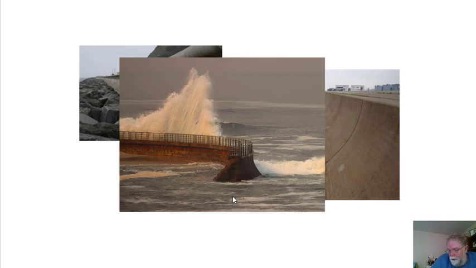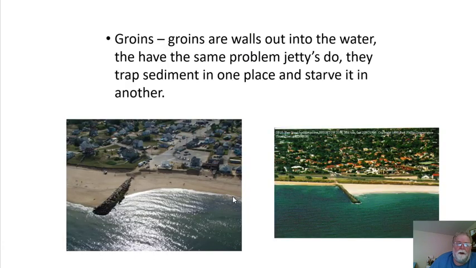So maybe we know a little bit about groins, and we know about jetties. We know that if I build a wall out into the water, it shuts down the longshore current and you accumulate sand. Well, that actually sounds like what we need. You accumulate sand on the upstream side. So let's build a jetty, but not at an inlet. When you build a jetty not at an inlet, it's called a groin, and it's just a wall of rock that goes out into the water.